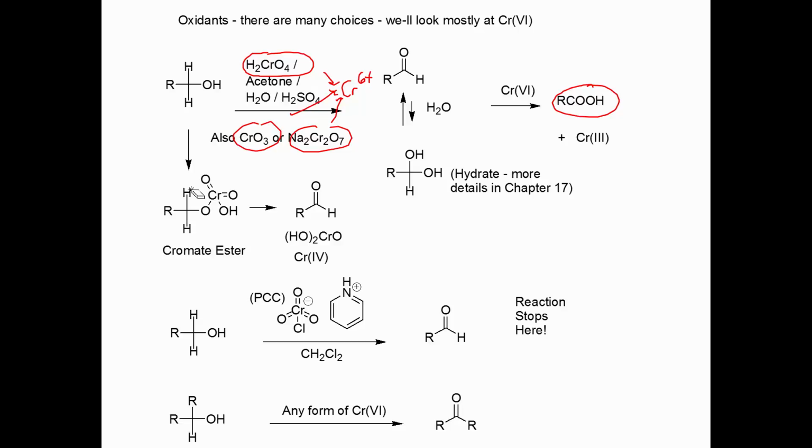So what we do is we basically reduce the chromium this way, and in the process oxidize the alcohol to get the aldehyde. The complexity here exists because we're working in an aqueous environment.